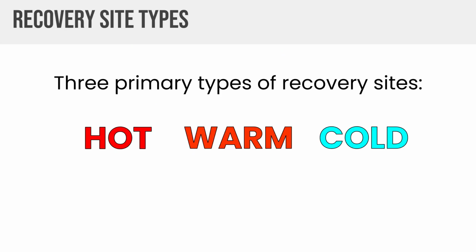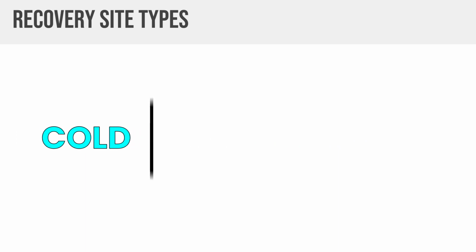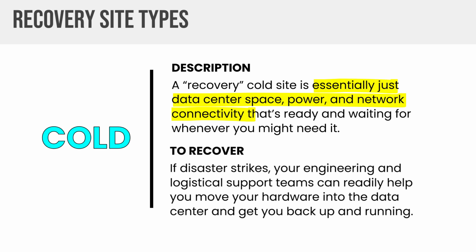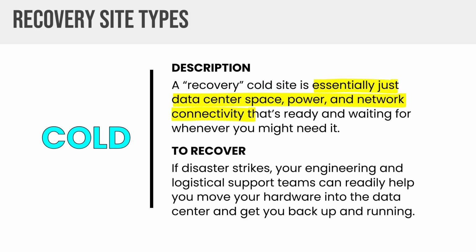So there are 3 primary types of recovery sites that you should be familiar with for the exam, and that would be hot, warm, and cold sites. So let's start with cold sites. A cold site is essentially just a data center space, power, and network connectivity that's ready and waiting whenever you might need it. To recover, if a disaster strikes, your engineering and logistical support teams can readily help you move your hardware into the data center and get you back up and running. So the cost of a cold site is going to be relatively low versus the other site types, but the effort to get it up and running is going to be high.